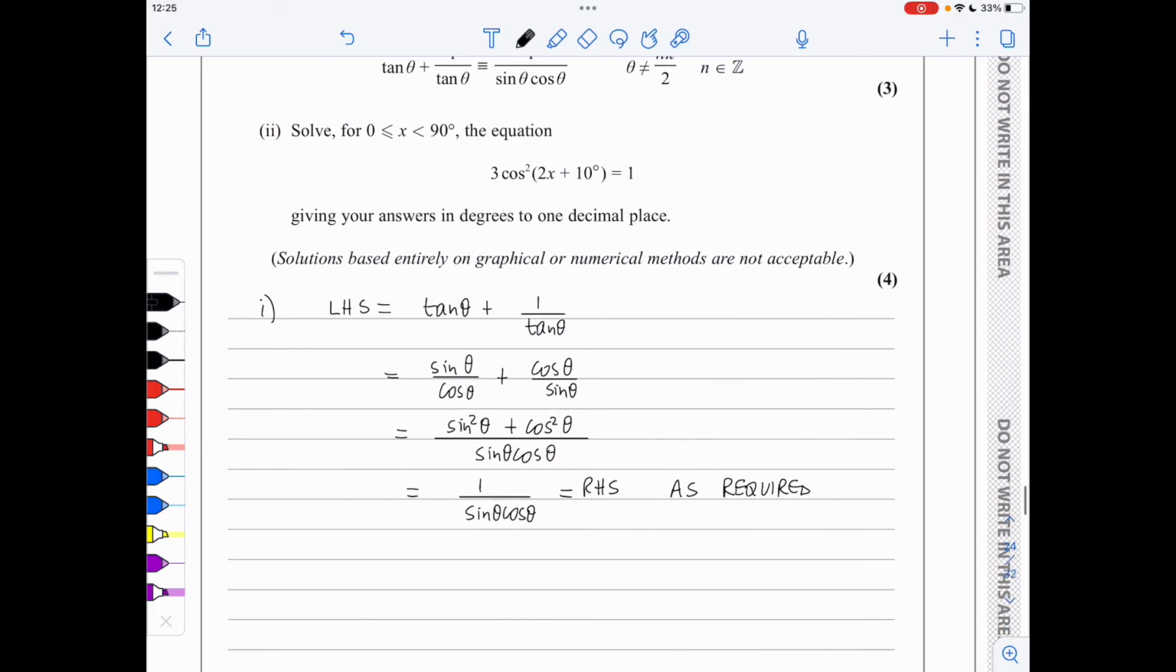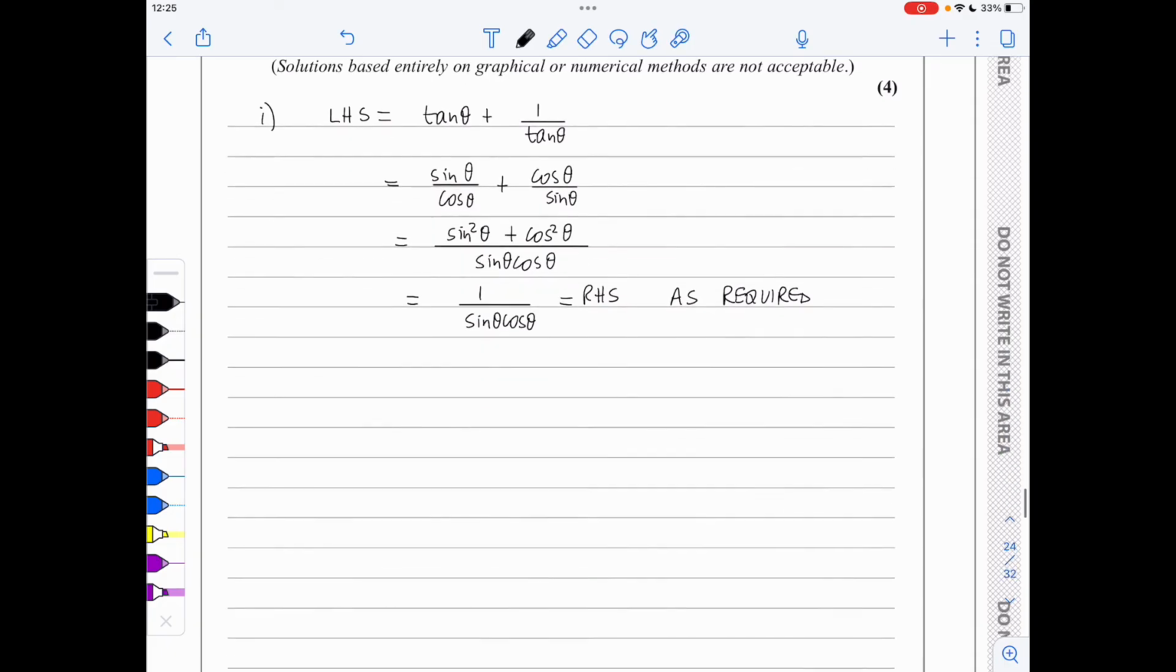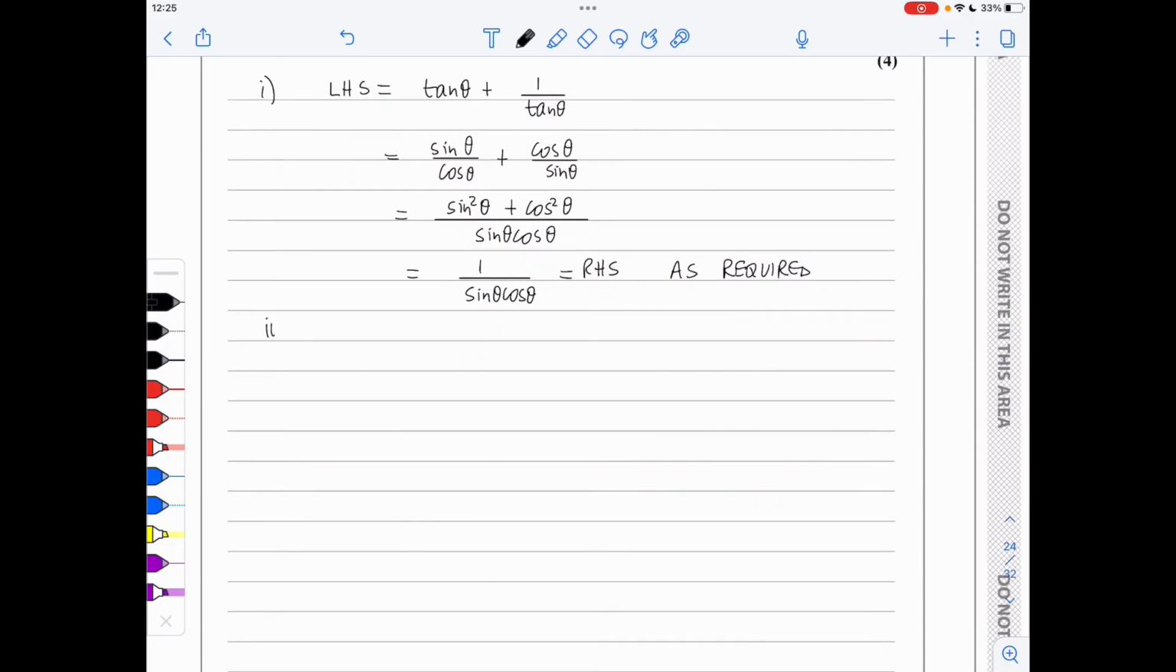Now in the II part, we need to solve for x between 0 and 90. So we're in degree mode. The equation is 3 cos squared of 2x plus 10 is 1. We need to give our answers to one decimal place. So we will start by saying that if 3 cos squared of 2x plus 10 is 1, this means that the cos of 2x plus 10 is plus minus the square root of 1 over 3.